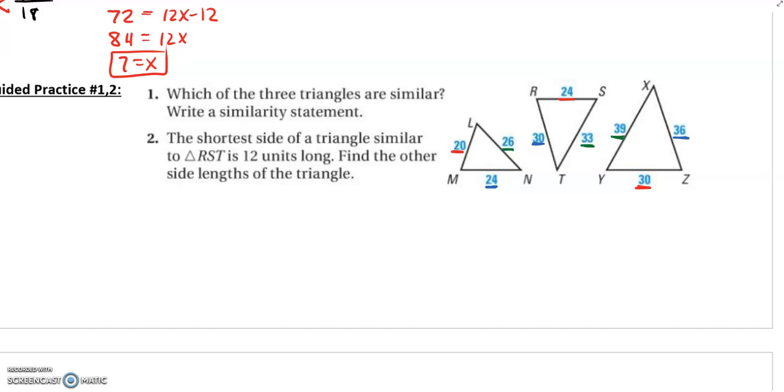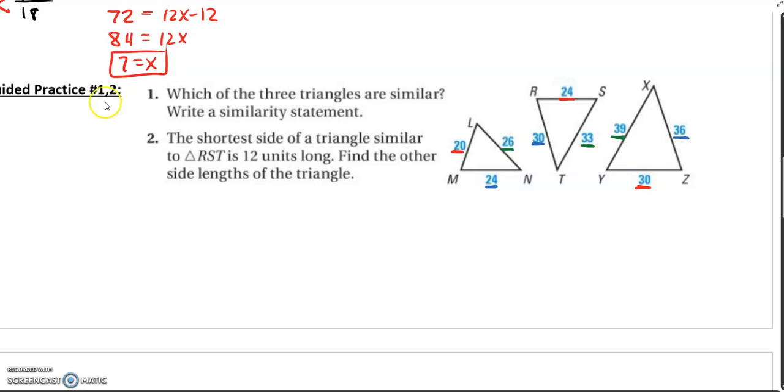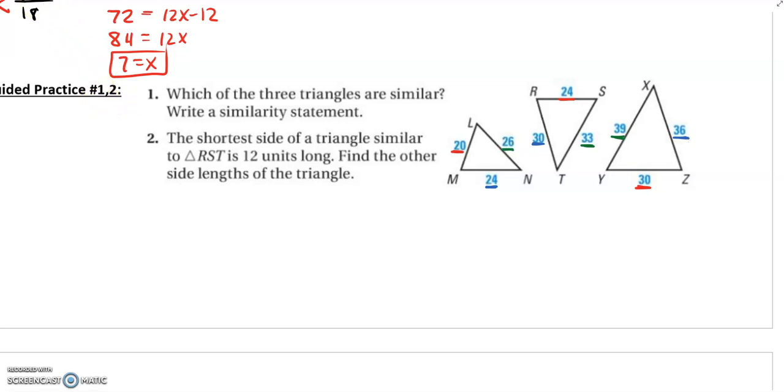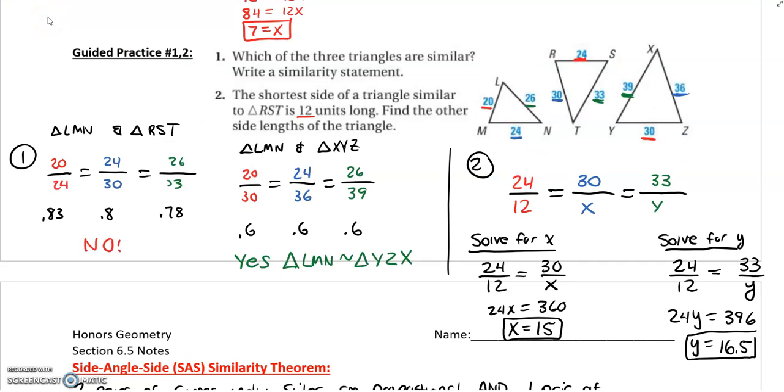Pause the video. Determine that. And then question 2 is going to say there is another triangle similar to RST that we need to set up a proportion for. That'll be similar to example number 2. So pause this video, try this out, and I'll have answers for you in just a moment. Welcome back. Here are the answers for our 2 problems.